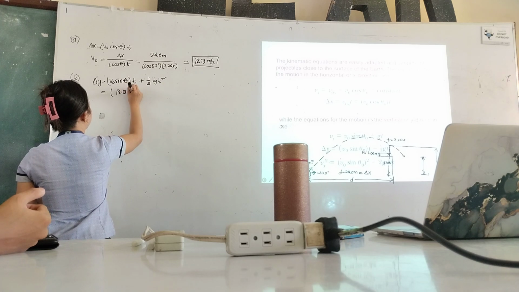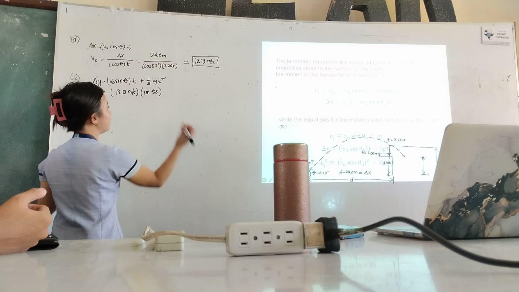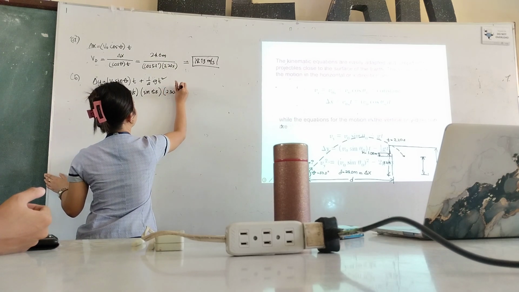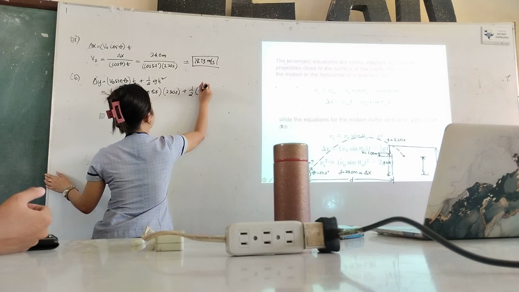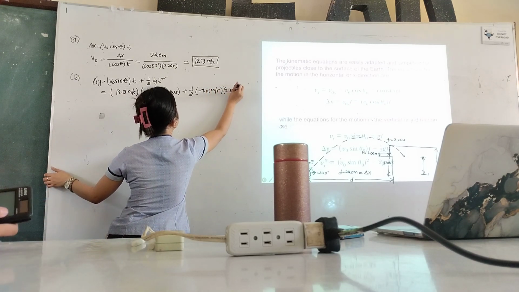V0 is 18.13 times sine 53 times time 2.20 plus one-half negative 9.81 times 2.20 squared.